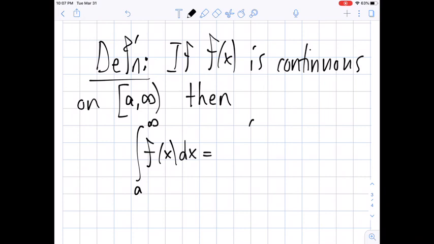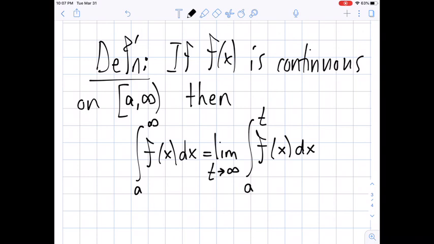Well, we introduce our parameter. We know that we can do the integral from a to t because our function will be continuous on that interval. And then we're going to take the limit as t approaches infinity. And that's the first thing. Now, we know we're dealing with limits. On the right-hand side, we have to do the limit at the end as t approaches infinity.